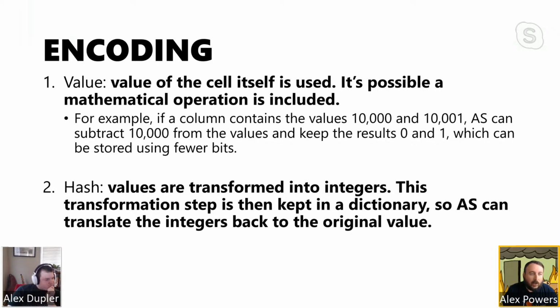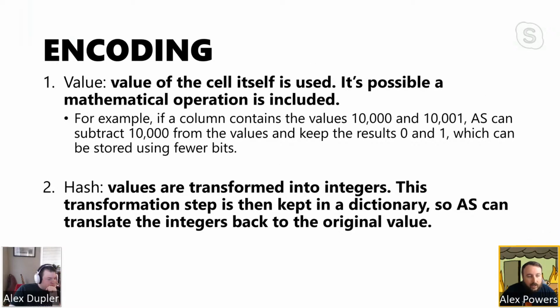So two different types of encoding. One is going to be value. The value of the cell itself is used. So in this example, let's use the fictitious number 10,000. Your values range from 10,000 to, let's say, 10,500. Instead of storing all of that, it's just going to remove the 10,000 as that common element, and it'll just say values from 0 to 500. And then whenever it does the actual aggregation portion, it's going to add that 10,000 back into it. So in that way, you can keep a lower size for those integer values. So that's value-based encoding. Hash is where it's going to actually create a dictionary for you.